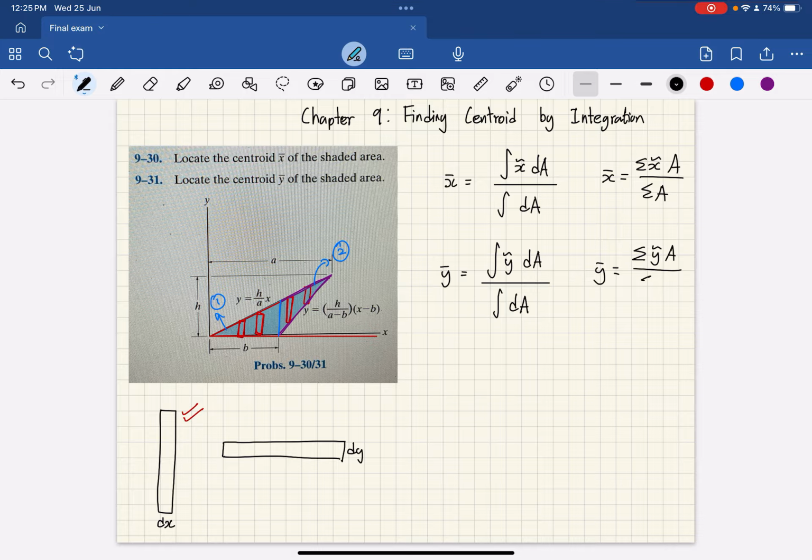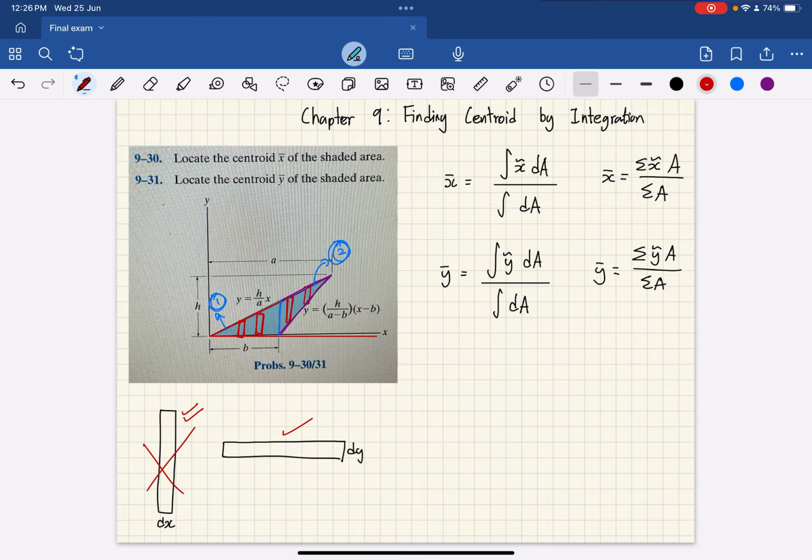and y bar is equivalent to the summation of y tilde A over the summation of A. This adds extra complexity to our problem and will take a longer time to solve, because you have to find for section 1 and also for section 2, which is very difficult. So it's obviously not the right choice to use this element. We're going to stick to dy, and I'll show you why.